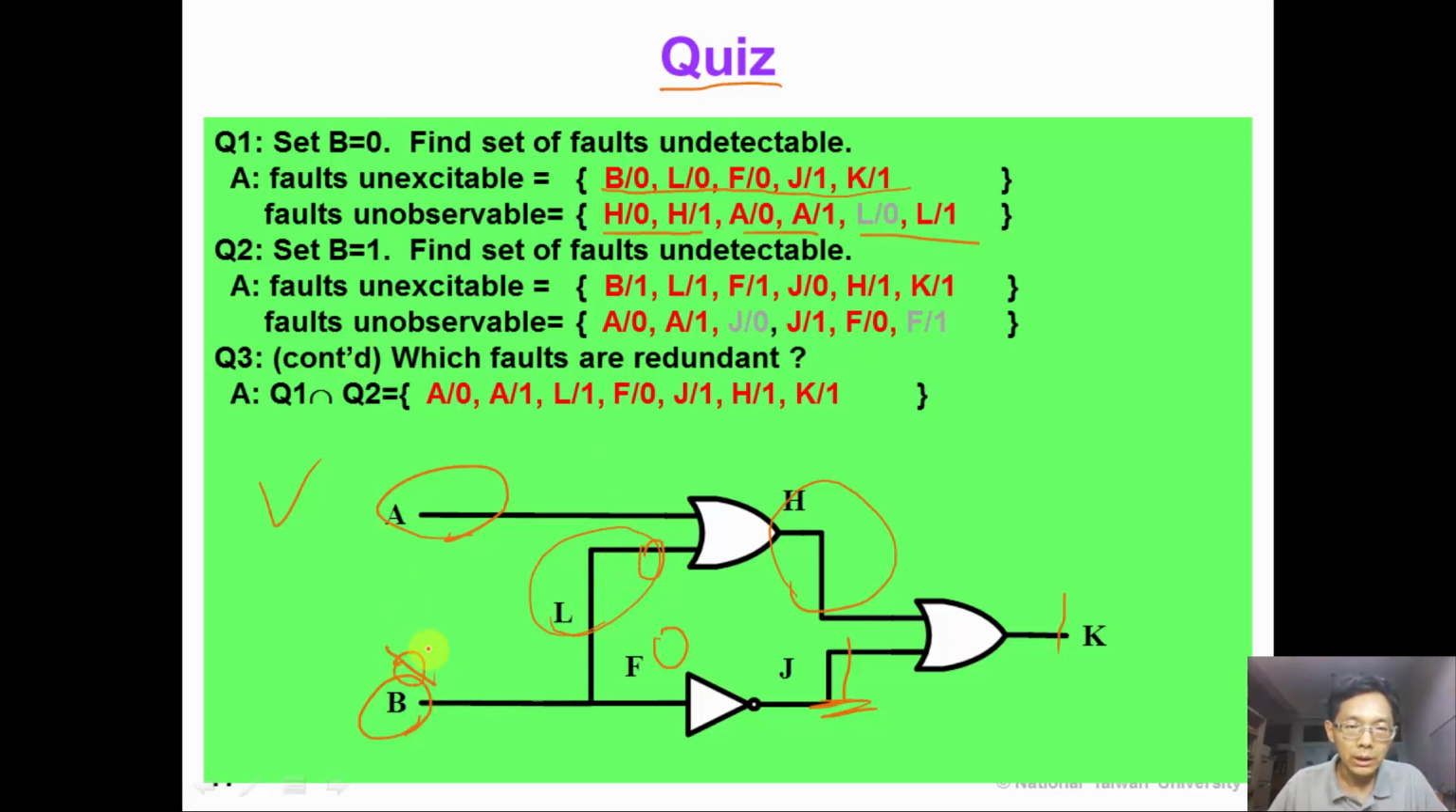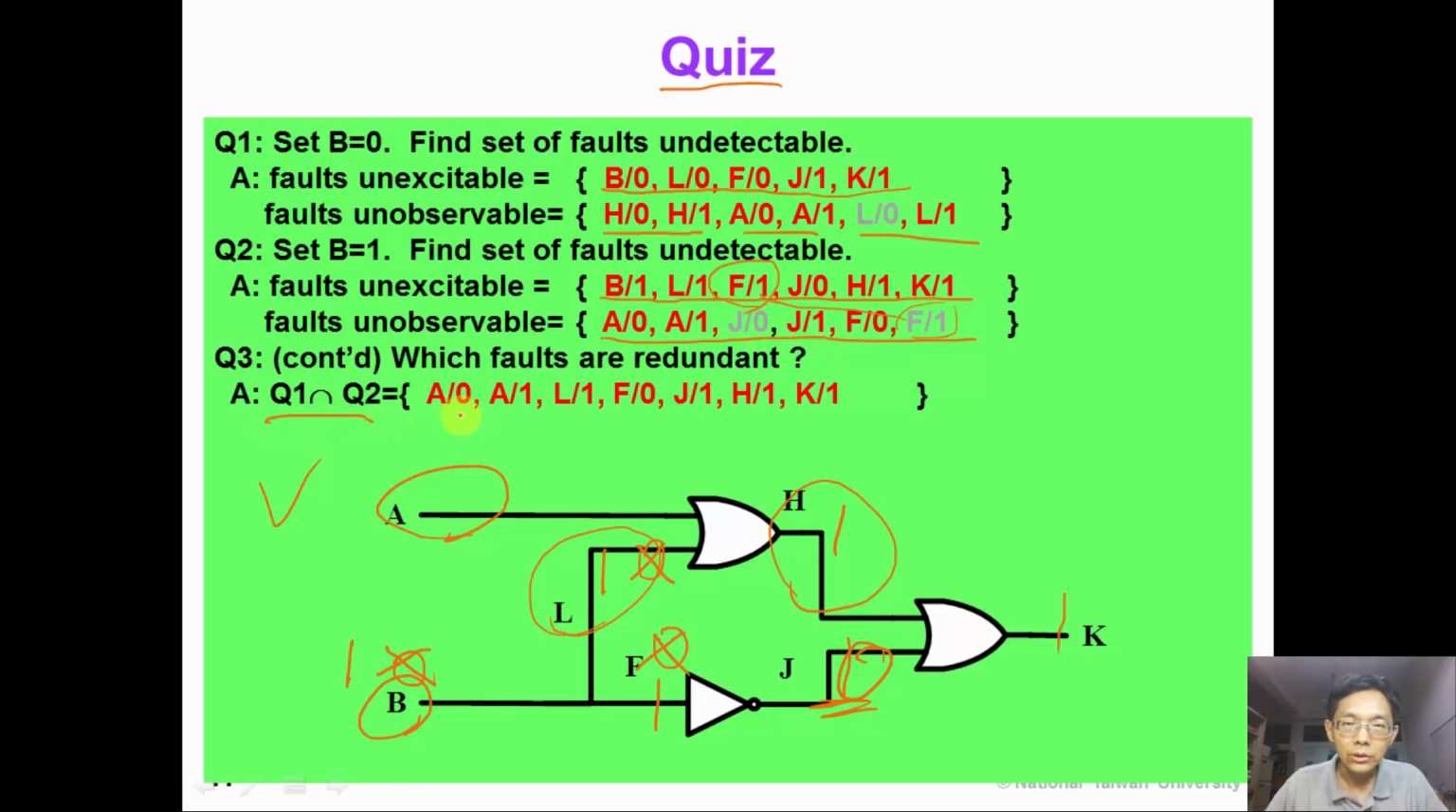Now we change B to 1. We have 1 here, 1 here, 1 here, 0 here, and K is also equal to 1. So the unexcitable faults are in this list, and the unobservable faults are in this list. Those faults in gray color indicate that they also appear in the other 4 lists.